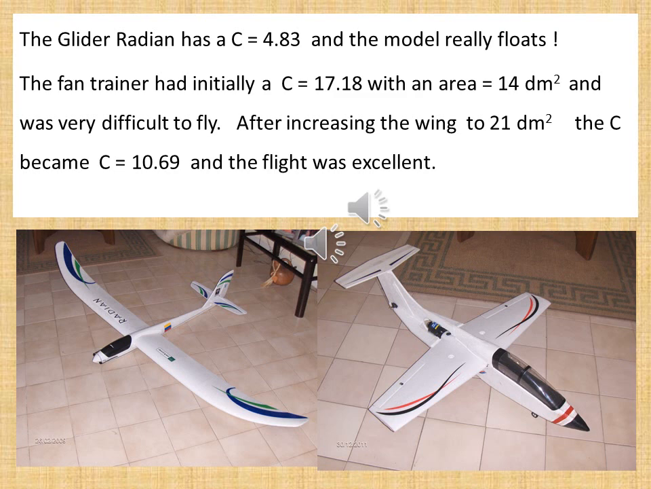The fan trainer had initially a C of 17.18 with an area equal to 14 square decimeters, and it was very difficult to fly. After increasing the wing to 21 square decimeters, the C became 10.69 and the flight was excellent.